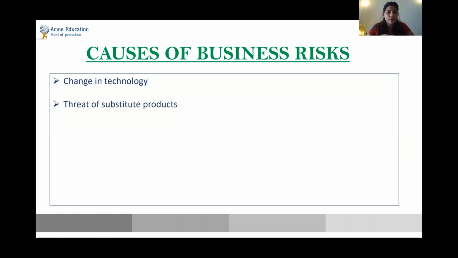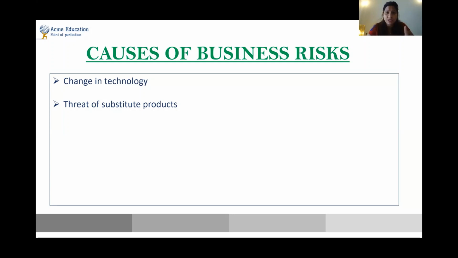Next is the threat of the substitute product. Now, what do you mean by substitute product? So substitute product means those products which can be used in place of another one. So like, for example, tea and coffee are substitutes. T-shirt and shirt are substitutes. These are substitute products. Like if you are not getting tea, you can probably go and have coffee. If you're not getting Pepsi, you can probably go and buy Coca-Cola. If you're not getting juice, you can probably go and get coconut water. So these are substitute products.